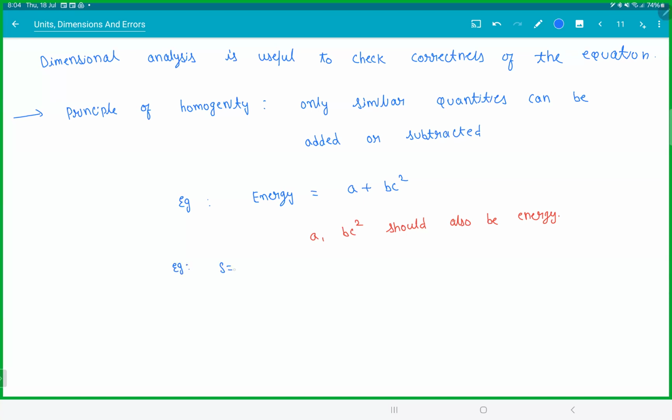Same thing, if you see S is ut plus half at square. So here also, S has dimensions of L. This also should have dimensions of L. UT also should have dimensions of L. All should have dimensions of L. But there is a problem with this. The drawback.